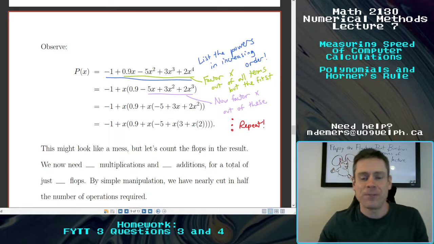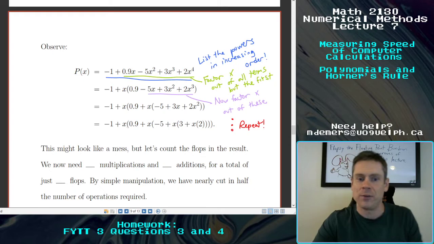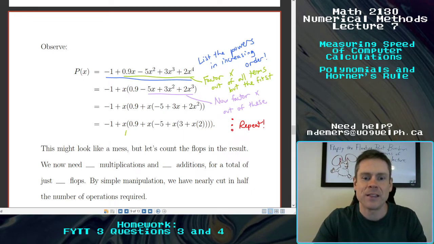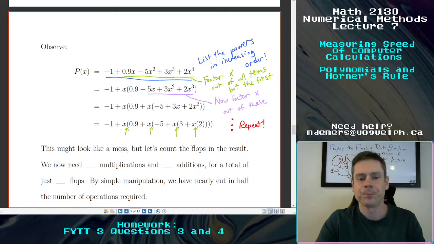Let's count the flops in the result. So if I take a look at this, we're going to look at the different multiplications here. I won't write them out, but you could if you wanted to here. Look at wherever a variable hits a bracket. X times, right there, I see a multiplication. 0.9 plus x times, there's a multiplication right there. X times, there's a multiplication right there. X times, there's a multiplication right there.